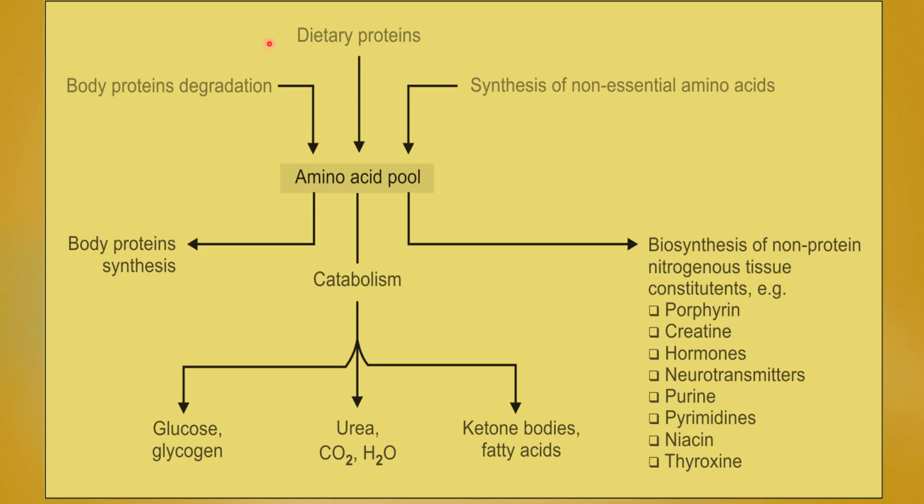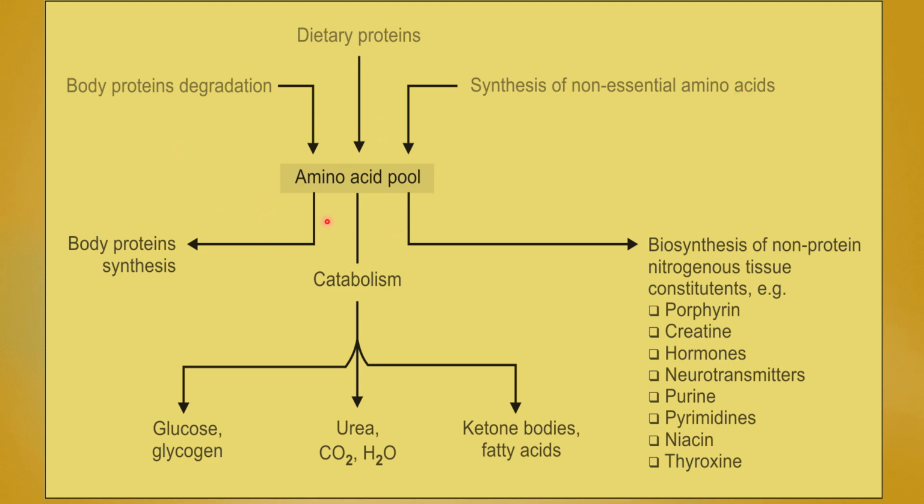Then dietary proteins, which we take in our daily diet. A certain amount of protein reaches the intestine, where it is digested, and in the form of amino acids it is absorbed. After being absorbed, they are inside the body, and they are one of the important sources to add to the pool. Then synthesis of non-essential amino acids. The liver is a huge factory for synthesizing many kinds of non-essential amino acids. They are another source for maintaining the amino acid pool.